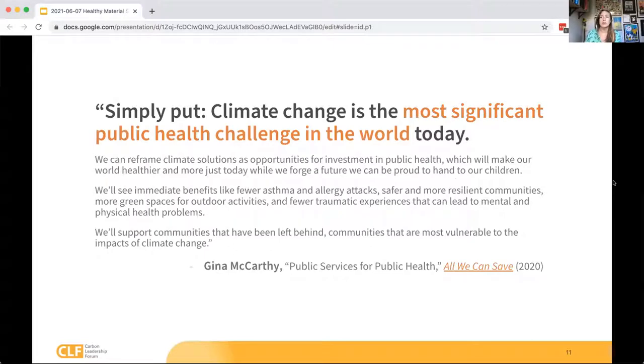So starting from this quote from Gina McCarthy, I think captures it really well. Climate change is the most significant public health challenge in the world today. And we can reframe climate solutions as opportunities for investment in public health, which will make our world healthier and more just today while we forge a future we can be proud to hand to our children.